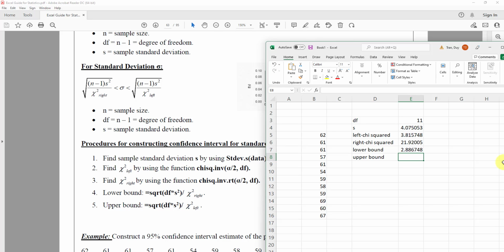Okay? Now for your upper bound, again, we're going to find the square root, SQRT, and we use n minus 1, the degree of freedom. We multiply by s squared, so s multiplied by s again. And then divide by the chi-square from the left side. The left chi-square is here. And then we close. And that is your upper bound, 6.91.